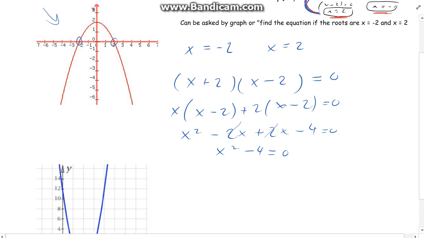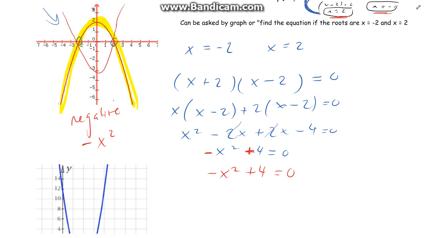The only thing that you have to be aware of here, you know that this is a quadratic graph by looking at it, so everyone should know it's quadratic. It's n-shaped, meaning it's negative, meaning the x squared must be negative. So in our answer here, our x squared wasn't negative, so we have to make it negative. So if we change the sign of that one, it means we change the sign of this one. So in this case, the equation of our graph was minus x squared plus 4 equals 0. Had that sum been like this, then the x squared minus 4 would have been perfect.